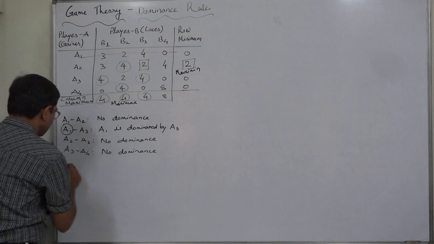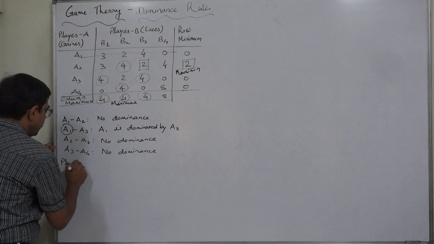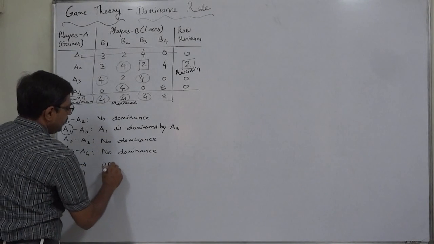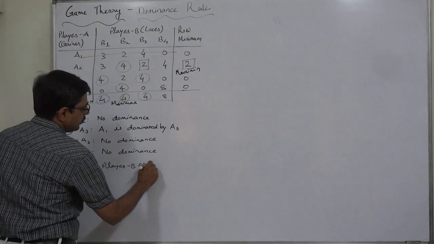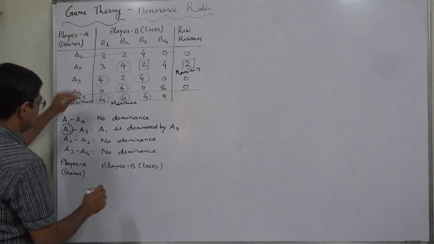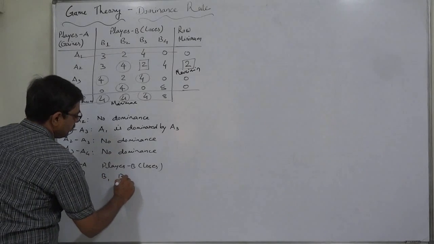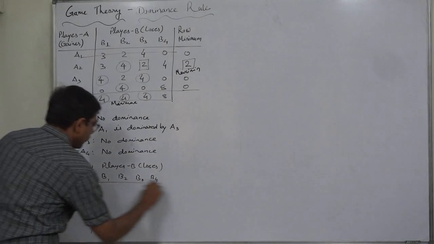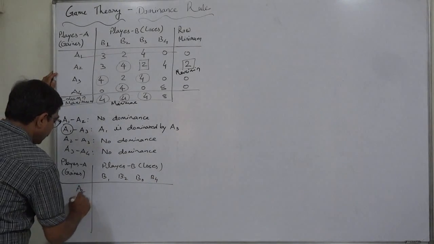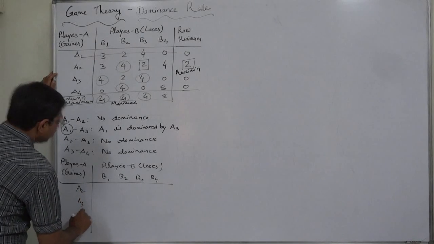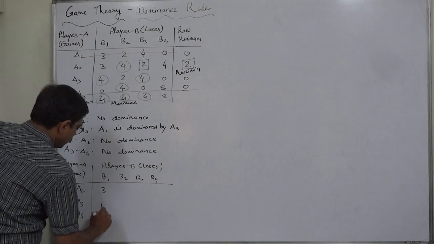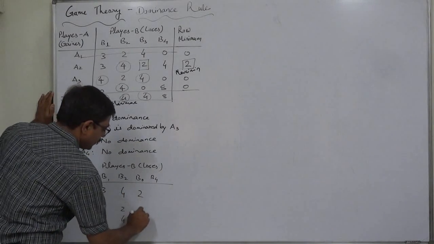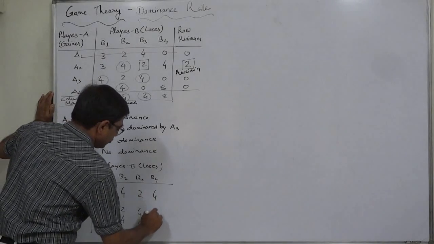Let's delete and write a new game. Player A, the gainer. Player B, the loser. The strategies are B1, B2, B3, B4, but A's strategies are now only A2, A3 and A4. The rows are 3, 4, 0, 4; 2, 4, 2, 4; and 0, 4, 0, 8.